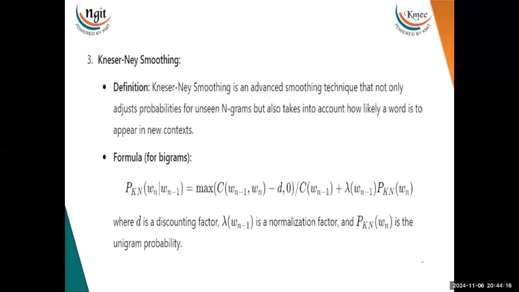Then it is Kneser-Ney smoothing. This is an advanced smoothing technique that not only adjusts the probabilities for unseen n-grams, but also takes into account how likely a word is to appear in new contexts. That is the specialty of Kneser-Ney smoothing. Here we have two terminologies to discuss: one is continuation probability, the other is discounting. Continuation probability tries to estimate the probability of the word occurring as a part of a new combination. And discounting reduces the probability assigned to frequent n-grams and redistributes this discounted probability mass to the less frequent unseen n-grams.